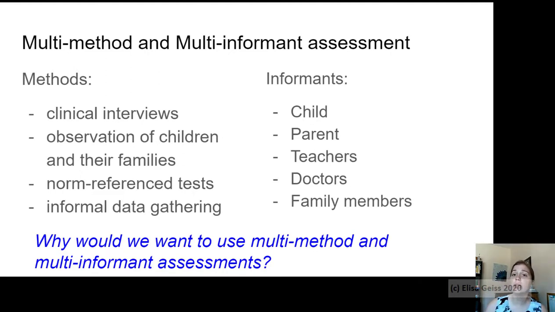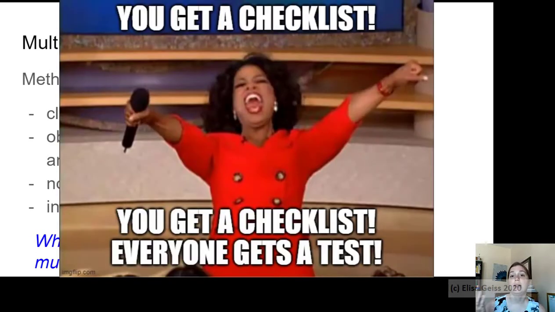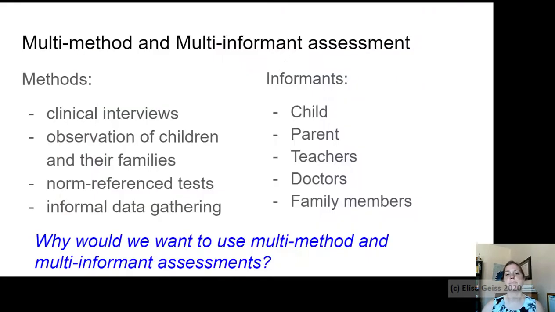So for example, I might give a child the youth self-report. They're going to report on their own symptoms of internalizing and externalizing behaviors. I can also give that to the parent, to the teachers, and maybe a grandparent if the grandparents see that child a lot. So I want you to really think about this. Why would we want to use both a multi-method and multi-informant assessments?